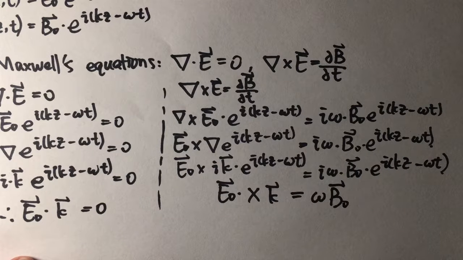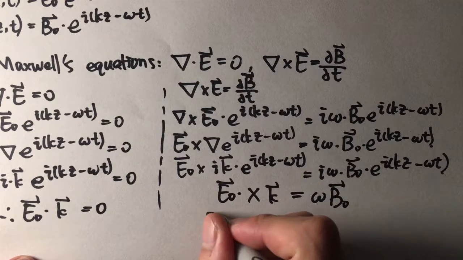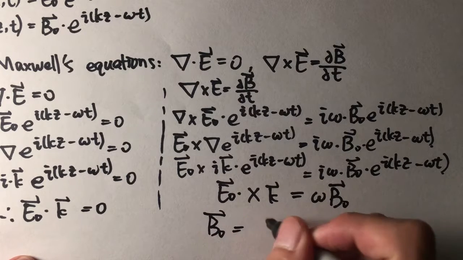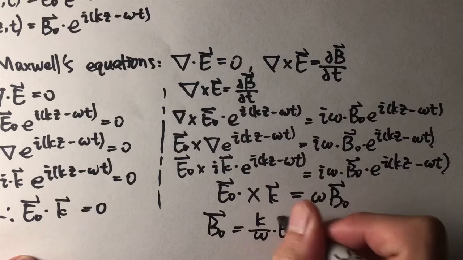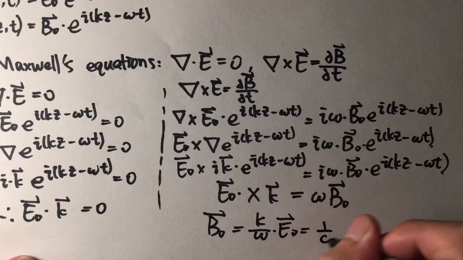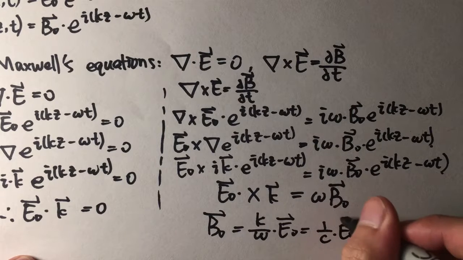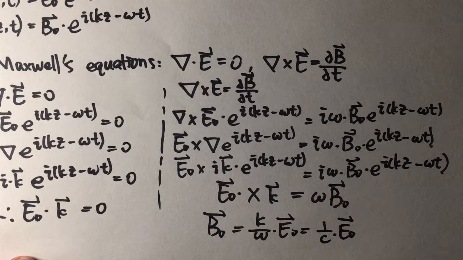And here, k is a vector pointing in the direction of propagation, and so we know that the E field, the B field, and the direction of propagation are mutually perpendicular to each other. And we can also get that B0 equals 1 over c times E0, which gives us the relationship between the magnitudes of the magnetic and electric field. The results show that our solution to the wave equations is a plane wave.